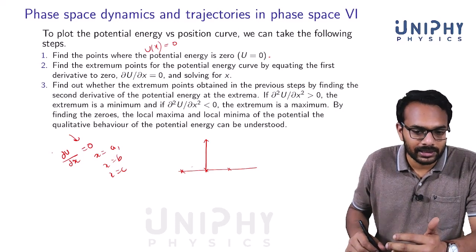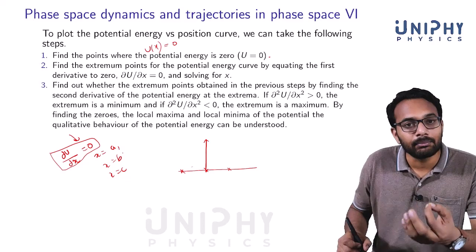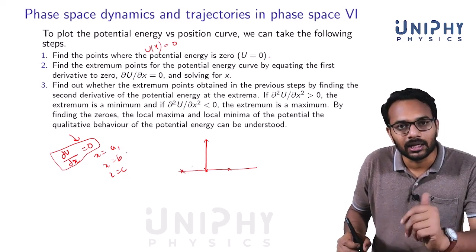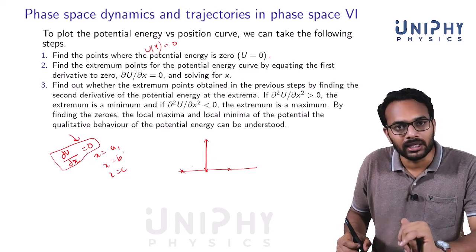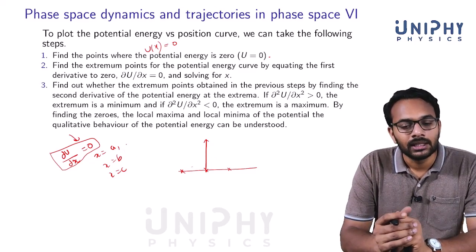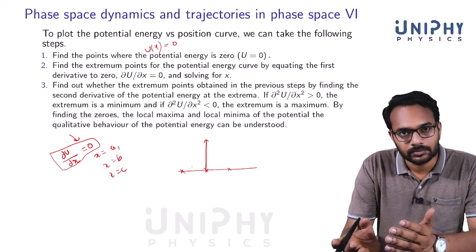Alright, so by constructing this equation ∂U/∂x = 0 and solving it, we'll get a number of points corresponding to the extrema of the potential. These are points where the potential energy is maximum or minimum. We don't know which. I hope this is clear.